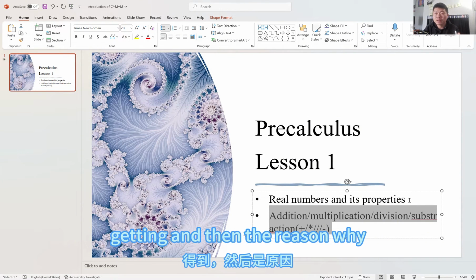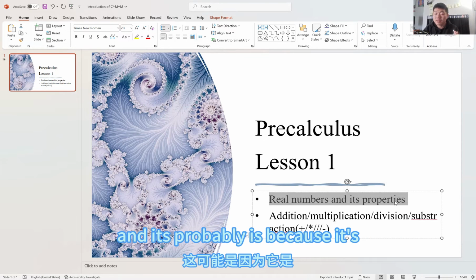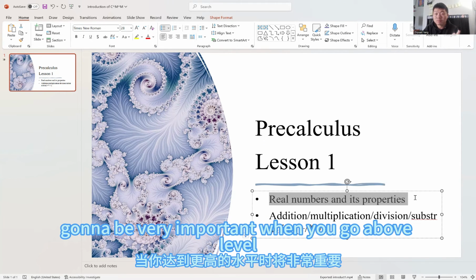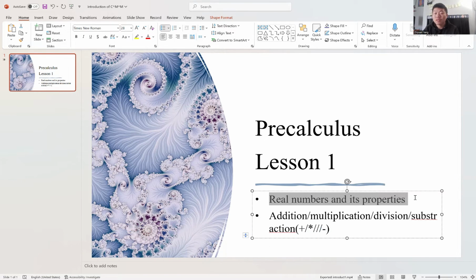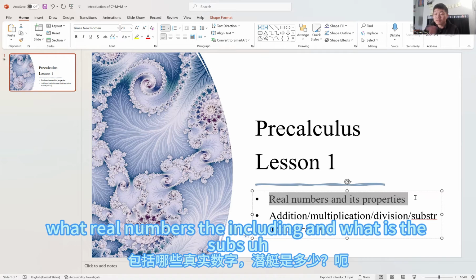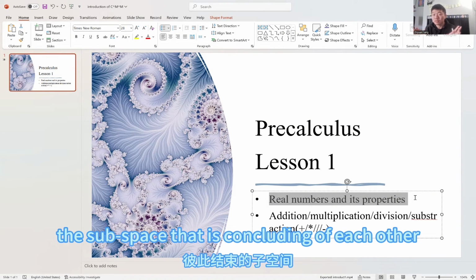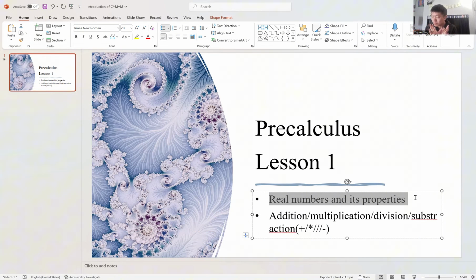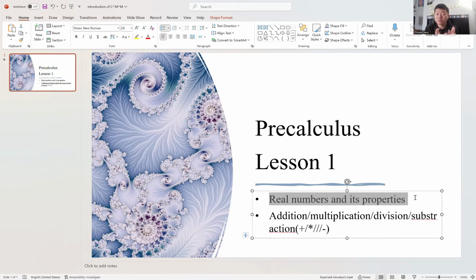The reason why I have to talk about the real numbers and their properties is that it's very important when you go above level. You have to know what real numbers include and what the space is that contains each other, what the subsets are. For example, what kinds of numbers the real numbers include.